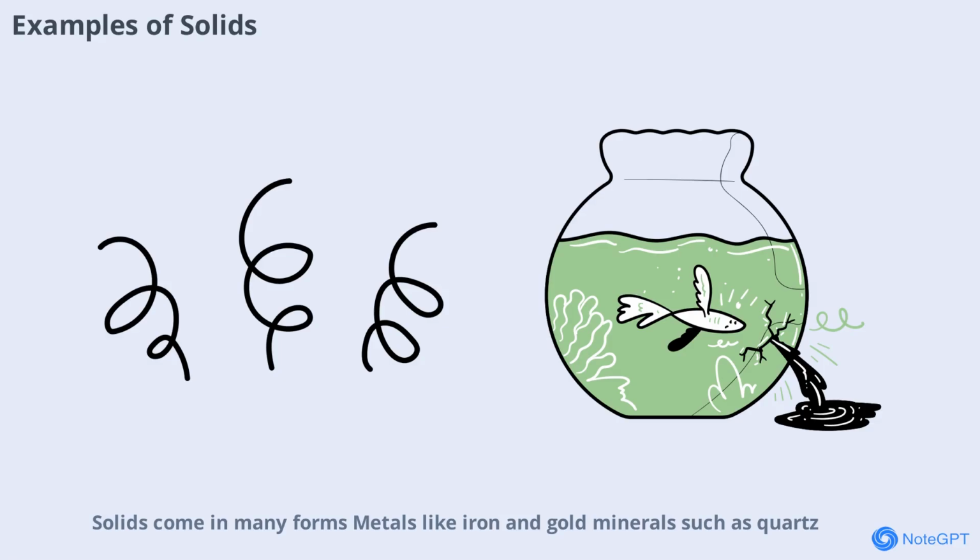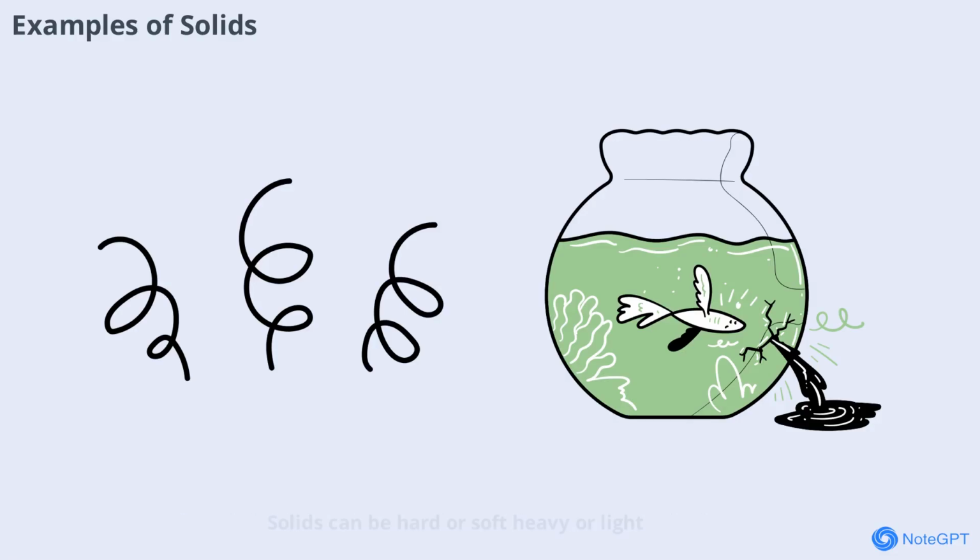Solids come in many forms. Metals like iron and gold, minerals such as quartz, and everyday items like books and chairs are all solids. Even living things have solid parts like bones in our bodies. Solids can be hard or soft, heavy or light, but they all share the same basic properties.